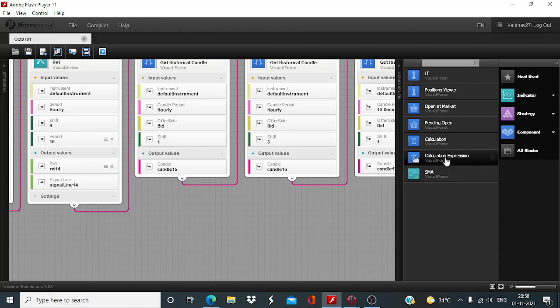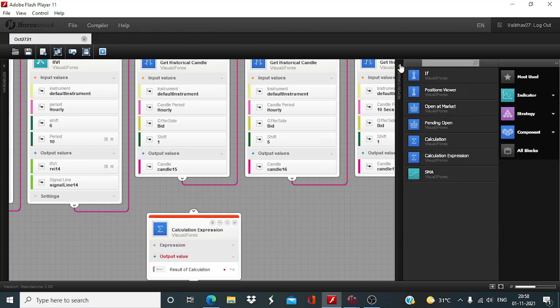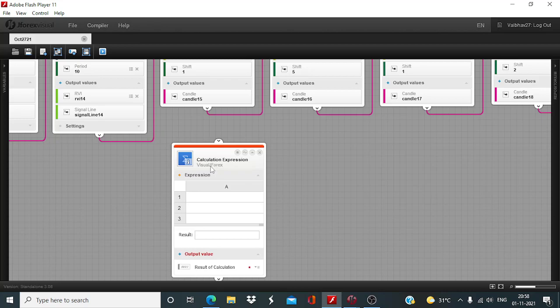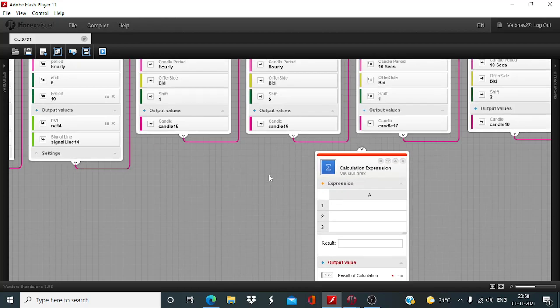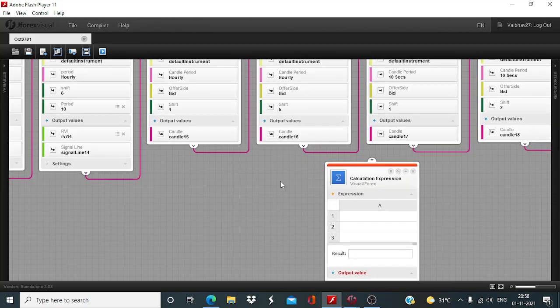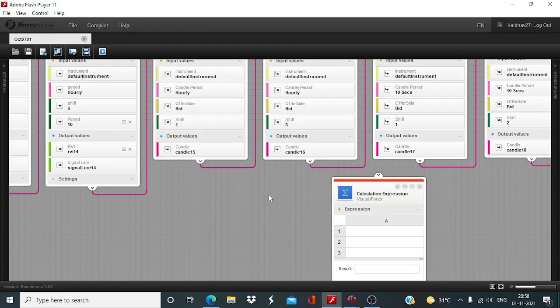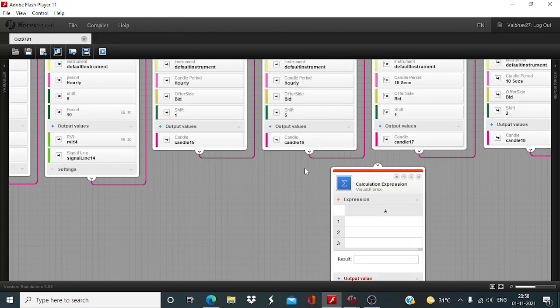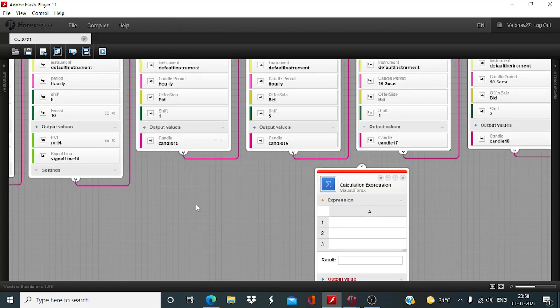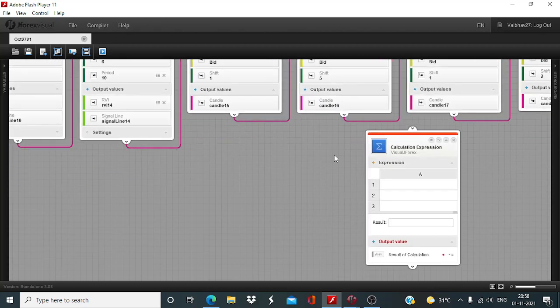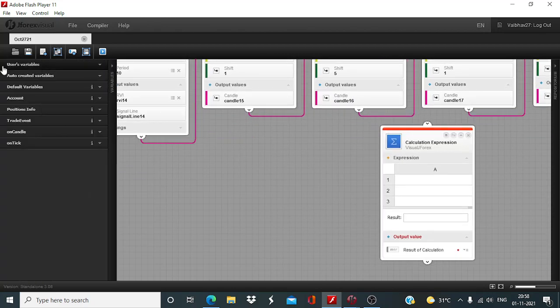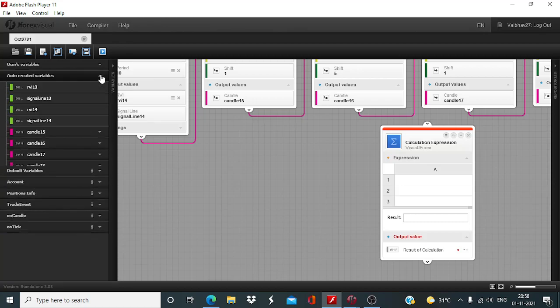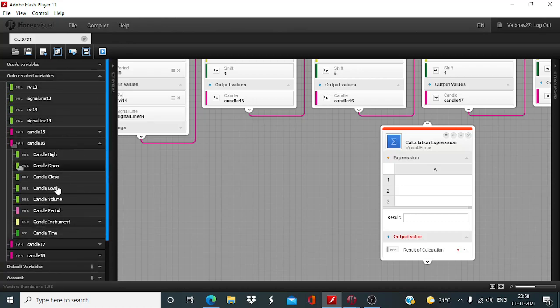So now I will have to add the calculation expression. Okay, and as we need the candle 15 close to be below the candle 16 close, and the difference between the two should be more than 20 pips. So this time around I will have to deduct the closing value of the candle 15 from the closing value of candle 16, and for that I'm going to retrieve the closing values from these auto created variables, and here it is.